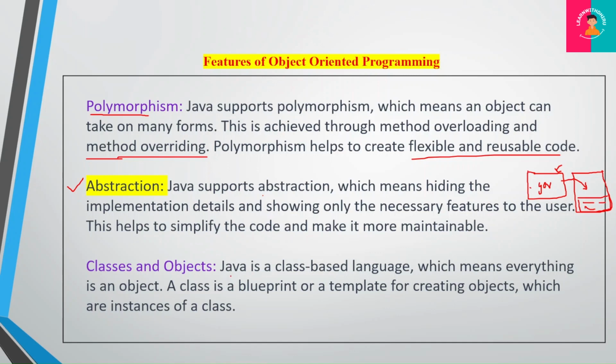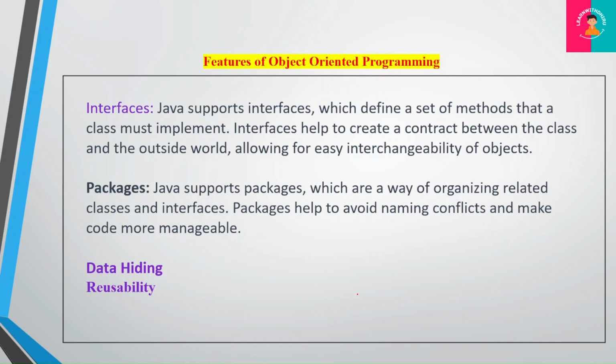Then class and object. Java is a class-based language. Everything is an object. A class is a blueprint or a template for creating objects, which are instances of the class. So if you have created a class, say class A, and you want to access the methods you have declared, then you have to create an object for this class. Then coming to the interface section, Java supports interfaces, which define a set of methods that a class must implement.